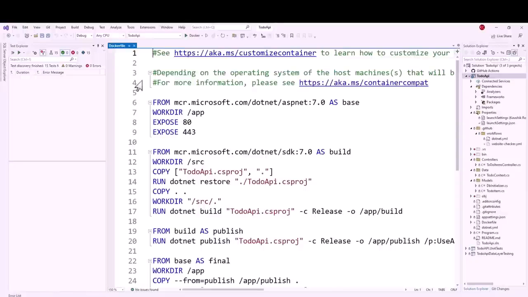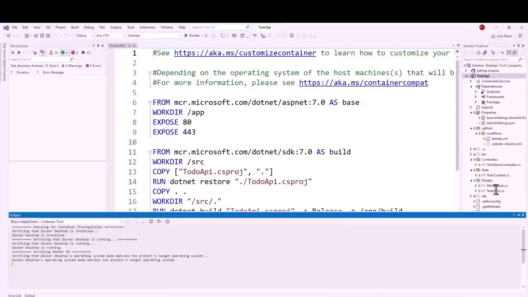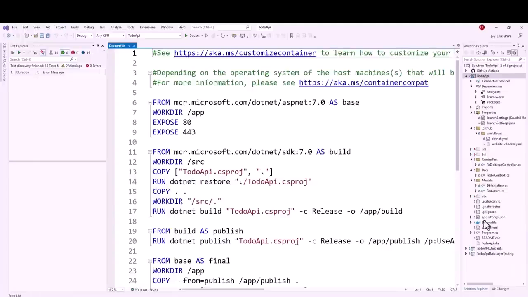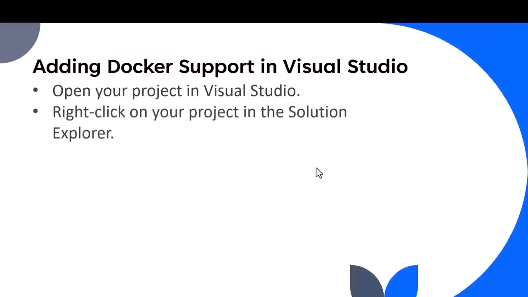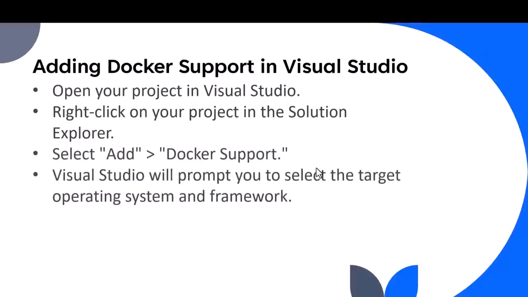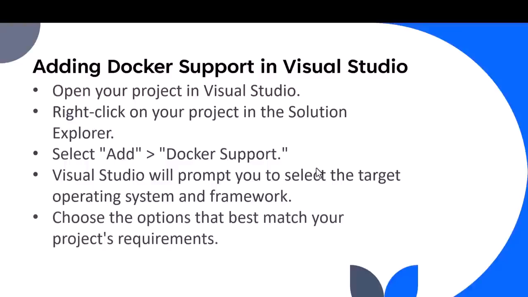Now it has given me a Dockerfile straight out of the box within the blink of an eye. That's great with Visual Studio, right? That's what is being told in this slide. Right click on the project in the Solution Explorer and select Add Docker Support. Visual Studio will prompt you to select the target operating system and framework, which we have already seen, and we have chosen the option that best matches our project's requirements.